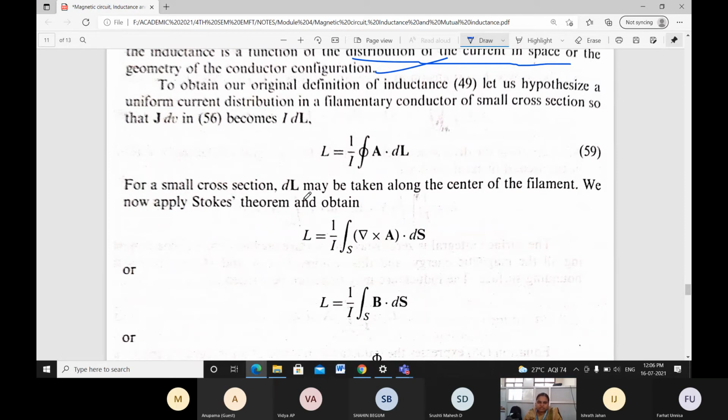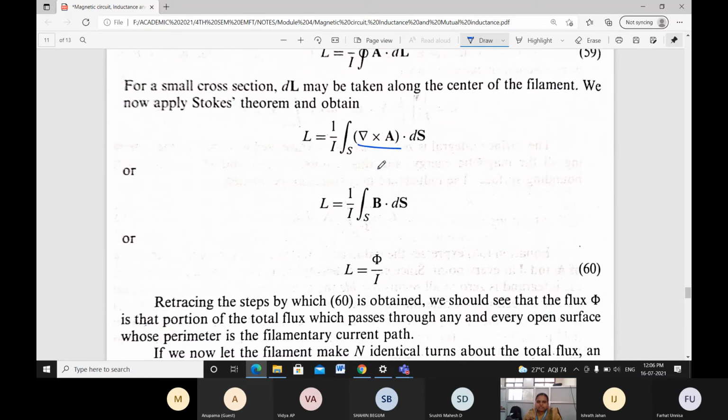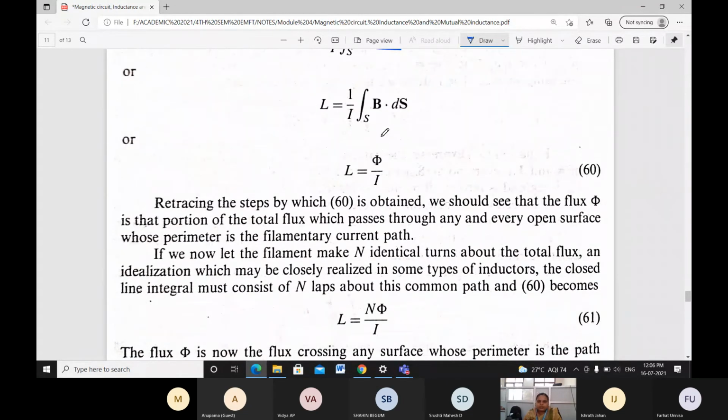For a small cross section, dl may be taken along the center of the filament. Therefore, applying the Stokes theorem, I can write the equation as L is equal to 1 by I surface integration del cross A dot ds. That is nothing but L is equal to 1 divided by I, B dot ds over the surface. Therefore, L is equal to psi divided by I only. This whole quantity is nothing but our psi.